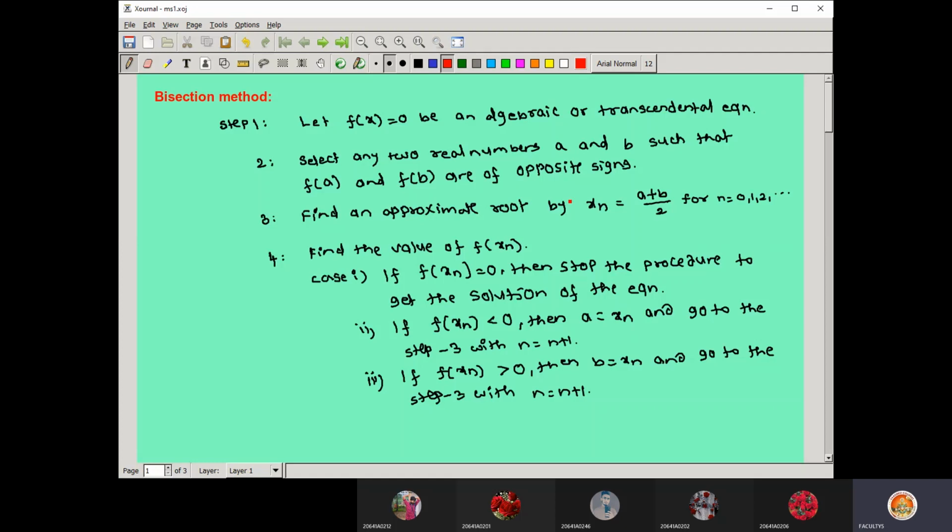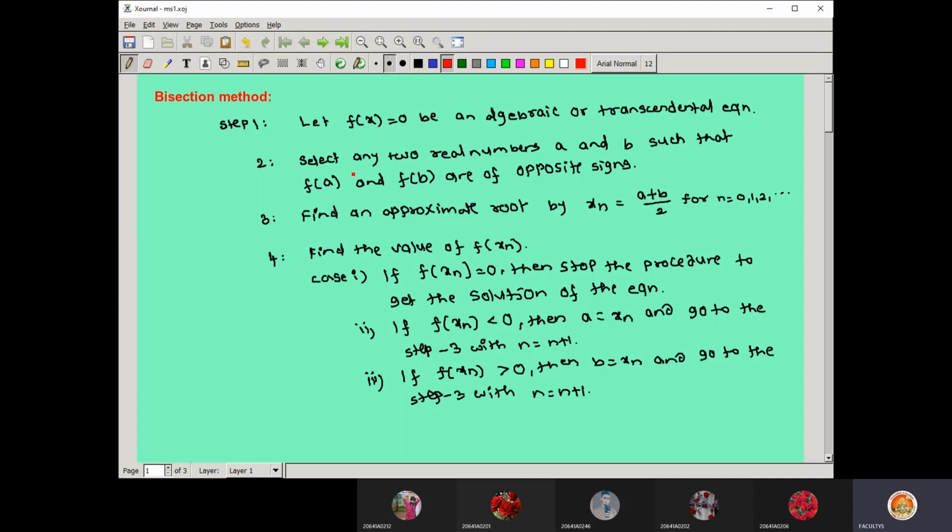Categories: algebraic and transcendental equations. In order to find the solution for that, we have overall four methods: bisection method, regula falsi method, iteration method, and Newton-Raphson method. Among these, I'm directly entering into the first method, which is the bisection method.